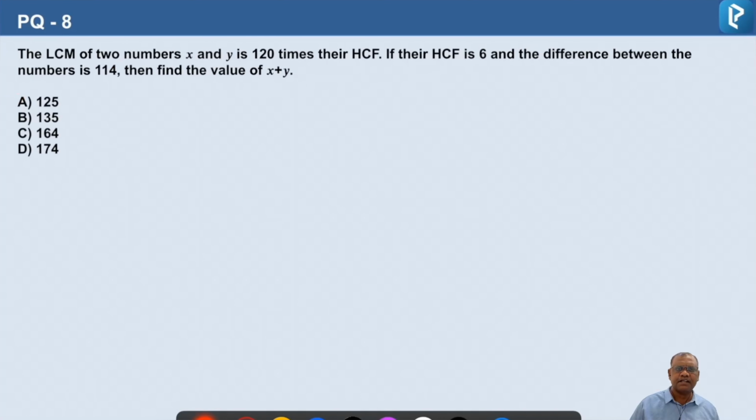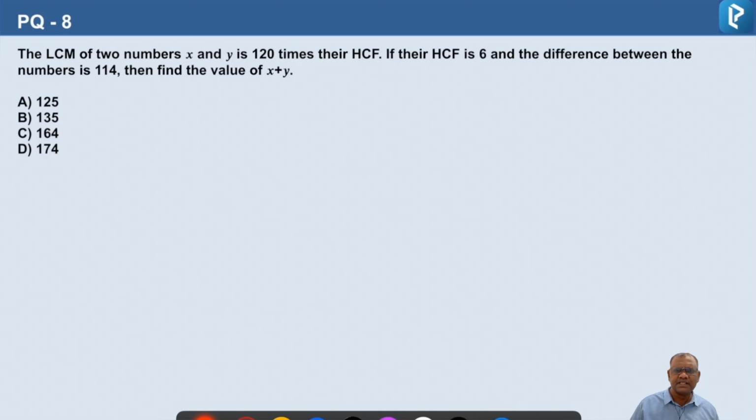Question number 8. The LCM of two numbers x and y is 120 times their HCF. If their HCF is 6 and the difference between the numbers is 114, then find the value of x plus y.